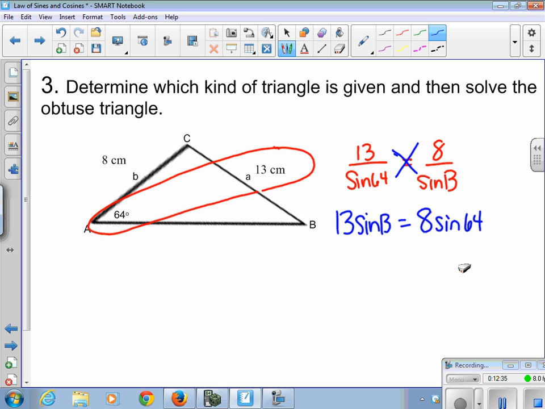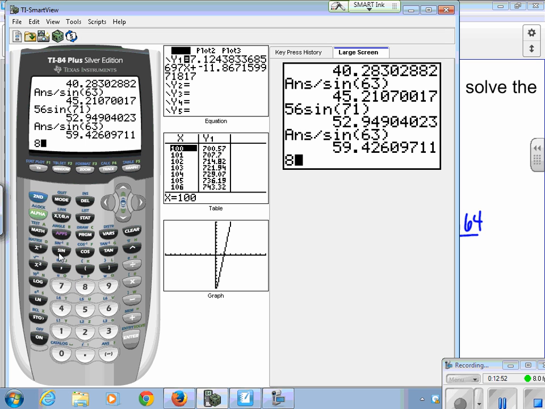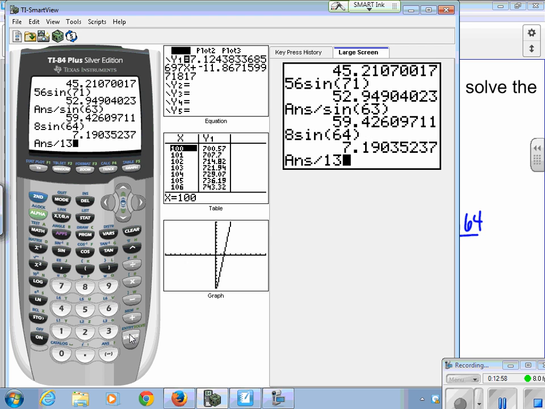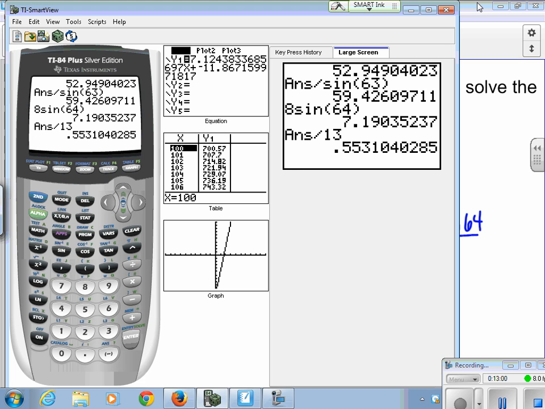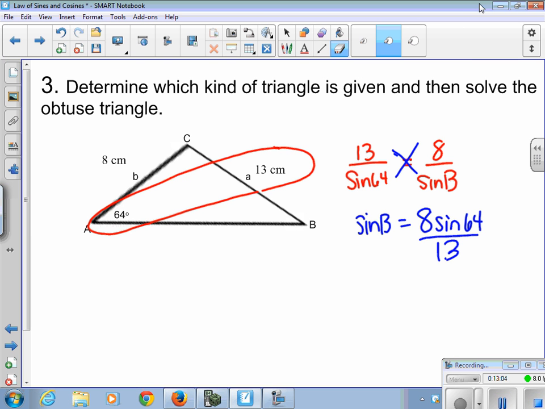Now, I can't get rid of this sine by just dividing. What can I get rid of first, though? 13. So in my calculator, I'm going to go ahead and divide this 13 over. So I'm going to take 8 sine 64 and divide it by 13. All right, so it gives me this real small number, so 0.55 and so on. So I get sine B equals that 0.55 number right here.